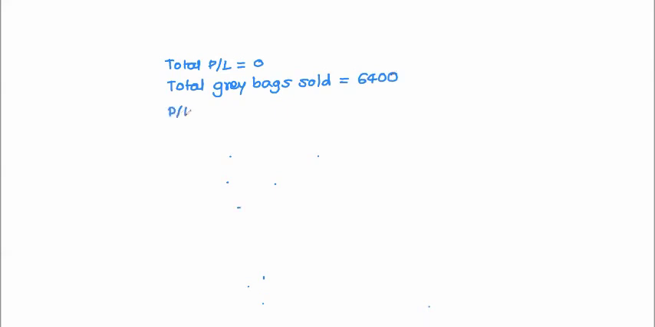Now here, what we have been given is the total profit and loss the company is making is 0. They don't want to make any profit or any loss. And the second one is total gray bags sold is equal to 6,400. So if they're selling 6,400 gray bags, what is the profit and loss from sale of gray bags?